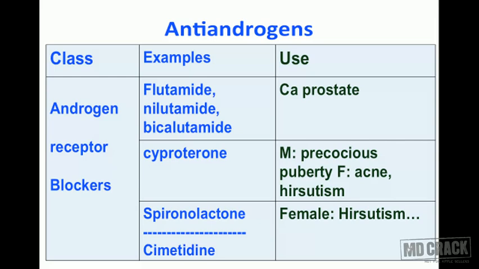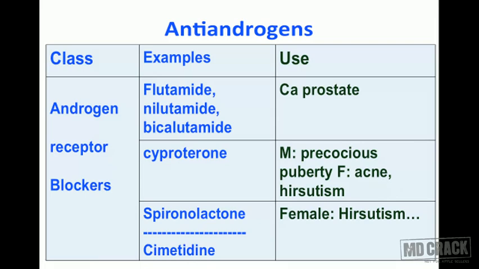Look at the examples: flutamide, nilutamide, and bicalutamide. These are very useful drugs. They are androgen receptor antagonists, and so they will be useful in the management of carcinoma of the male prostate. So please remember, they are antiandrogens. Obviously they are useful in the management of carcinoma prostate. There is one more androgen receptor blocker, called cyproterone, and this is used in males to treat precocious puberty, and it can also be used in females for management of acne and hirsutism.